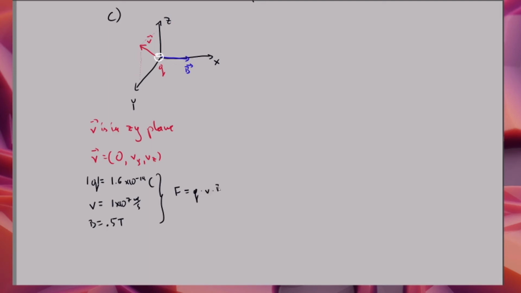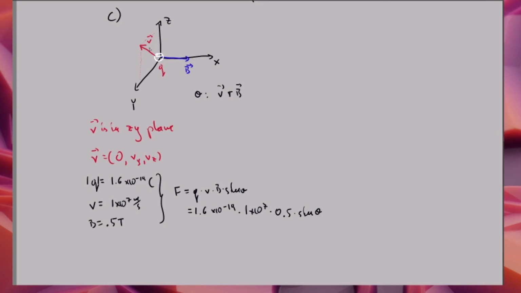So from all of this, it's easy to figure out the force, the magnitude of the force. F equals Q, V, B, sine of the angle theta. So let's plug in the numbers. We'll have 1.6 times 10 to the minus 19th times the speed, which is 1 times 10 to the 7th, times the magnetic field, which is 0.5, times the sine of. All right, now we have to figure out the angle theta. Now remember the angle theta, that's the angle between V and B. So what is the angle between V and B?